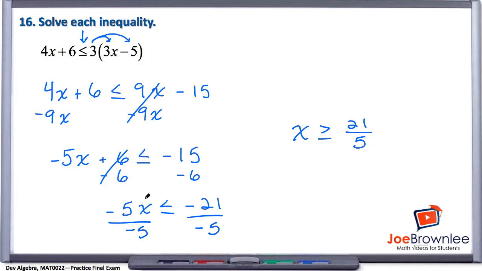Just remember, be careful, when your last step is to divide or multiply by a negative and you're working with an inequality, you have to flip the inequality symbol. So notice that before we did our division here, it was less than or equal to. After we perform our division of a negative, we have to flip that inequality. And so number 16 is x is greater than or equal to 21 over 5.